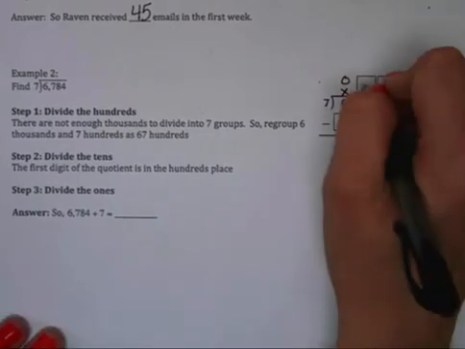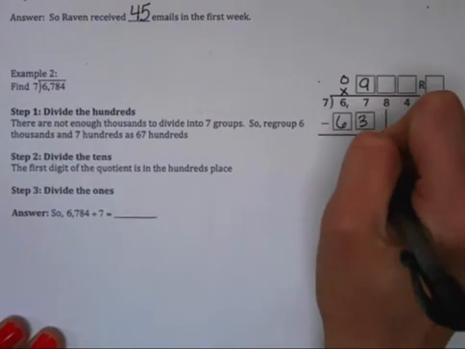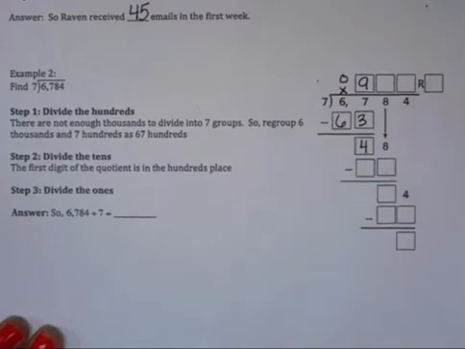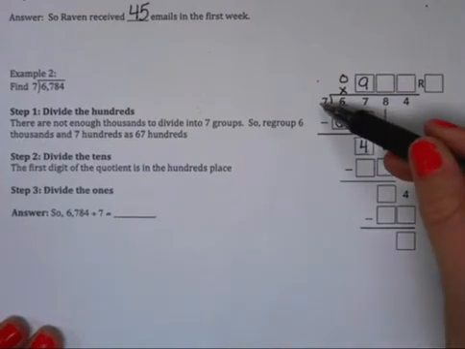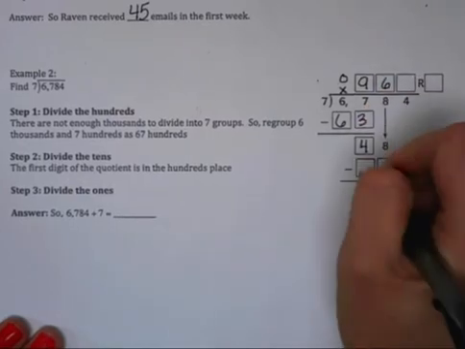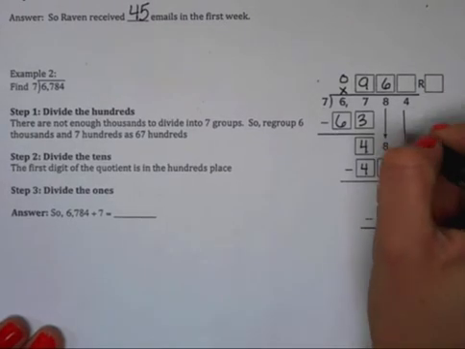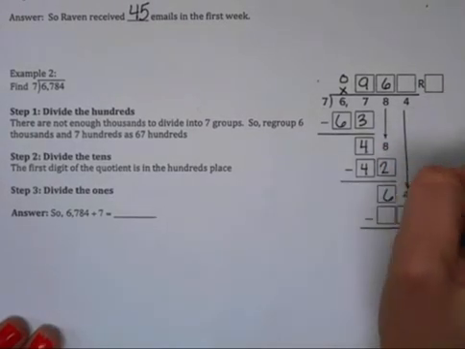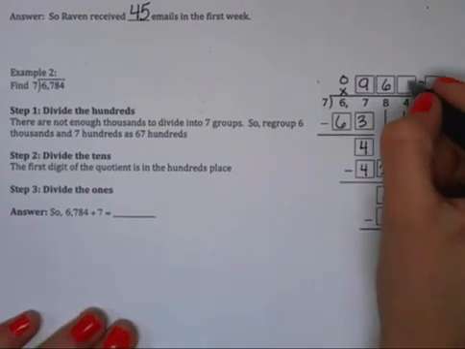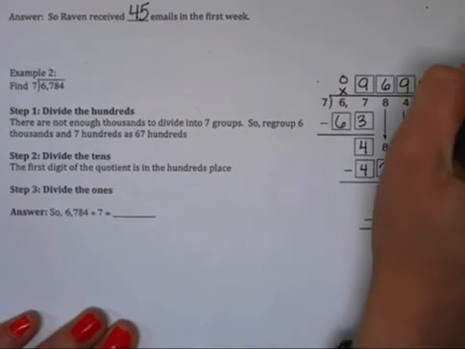We know that 7 times 9 is 63. So we can subtract 63. 67 minus 63 is 4. Bring down our 8, and we have 48. 48 divided by 7, that gives 6 is the closest. 7 times 6 is 42. 48 minus 42 is 6. Bring down our 4, which takes us to 64. We know from above that 7 times 9 is 63. So we can subtract 63 here, and that gives us a remainder of 1.